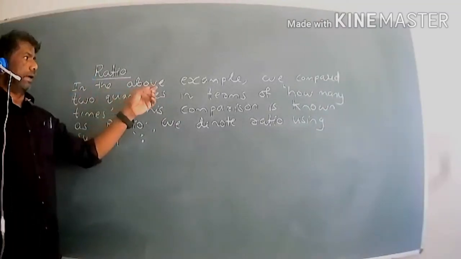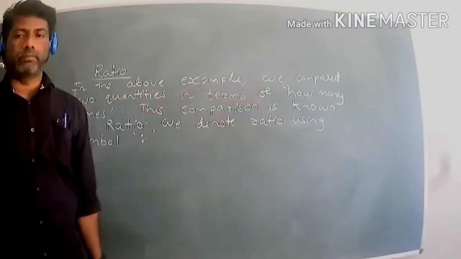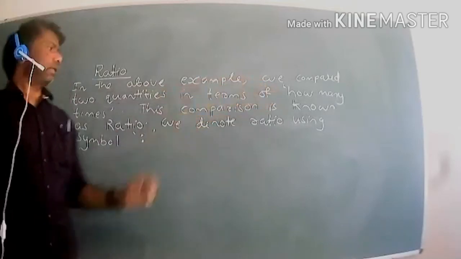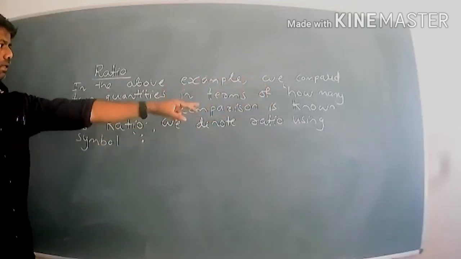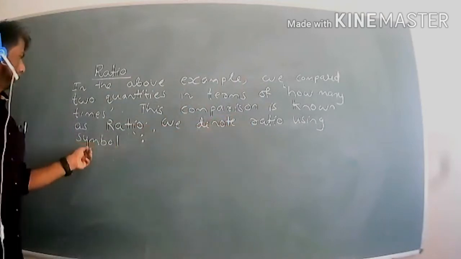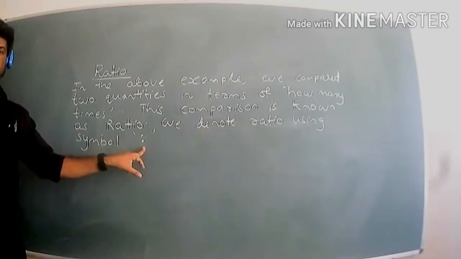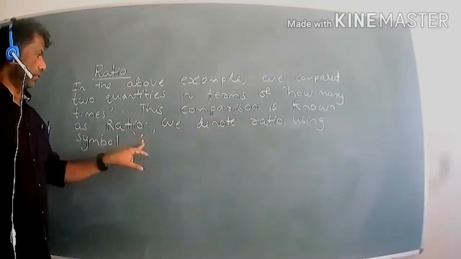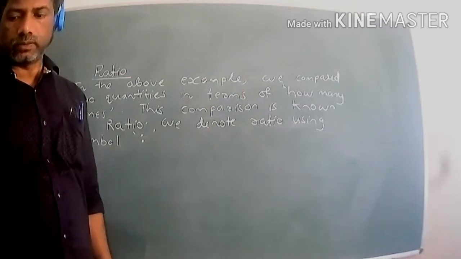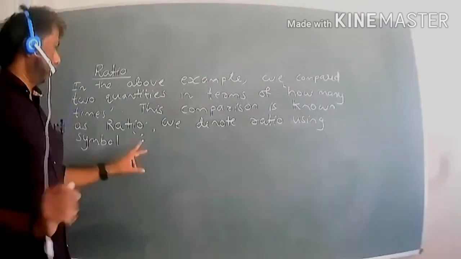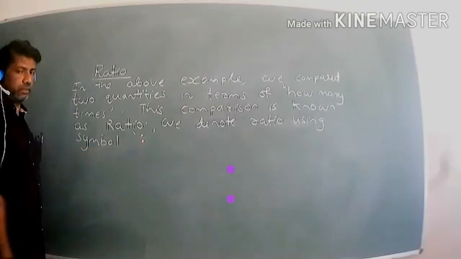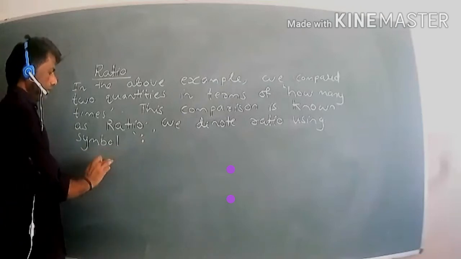So in the above example, we compared two quantities in terms of how many times. This comparison is known as ratio. We denote ratio using this symbol. This is the symbol for ratio. If you write two dots, you have to read it as ratio or is to. So the symbol for ratio is two dots. So when you compare two quantities, I have already told, they should be in the same unit.